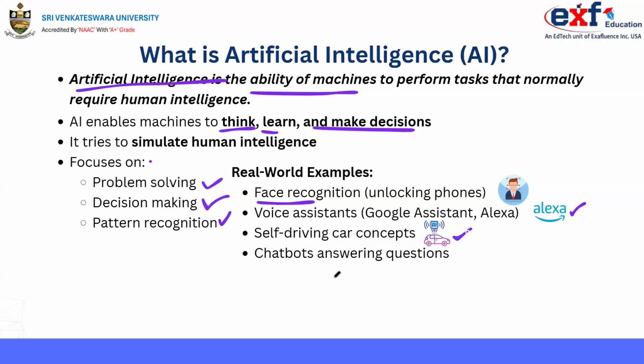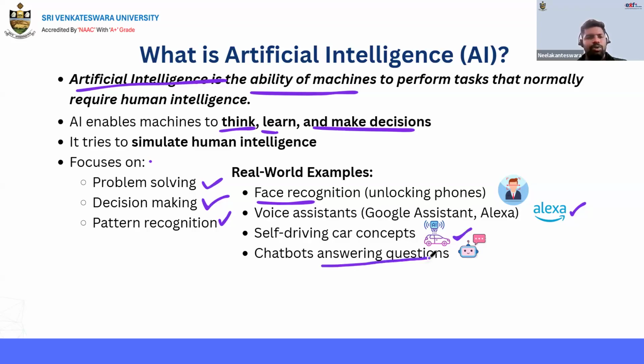And chatbots, like answering questions. Nowadays, maximum industries are using AI chatbots for customer support, because it has 24/7 availability, so many benefits, and it gives accurate answers also. So we use these AI chatbots for those purposes.